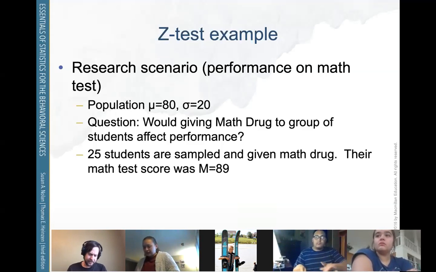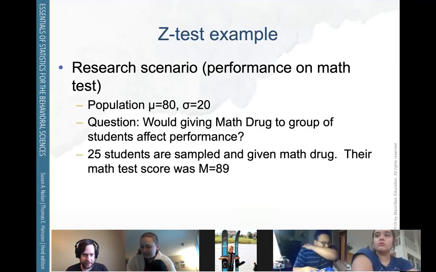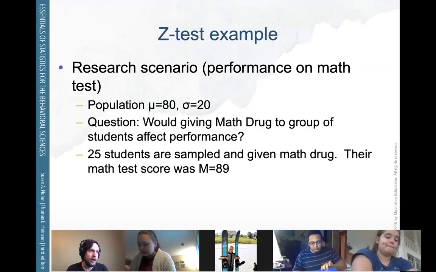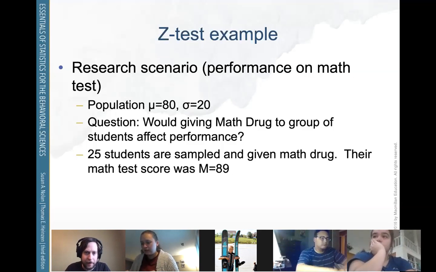So for the hypothesis test example that we did last time, it was a two-tailed test, as I mentioned. The question being asked was, would giving people some math drug influence their performance on a math test? The average score of the population was 80. And remember, these are people that didn't take math drugs. These are just all the students at KU or whatever that take a math test without taking math drug. The average score is 80 with a standard deviation of 20. The question is, does giving math drug change people's performance on the math test? Would that make their performance differ relative to 80?